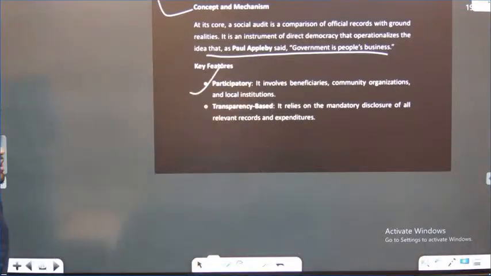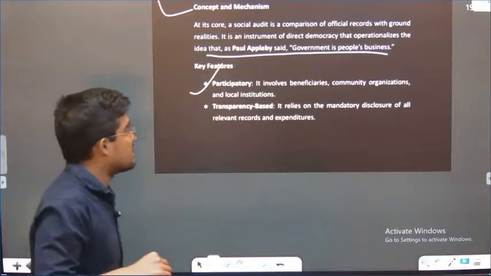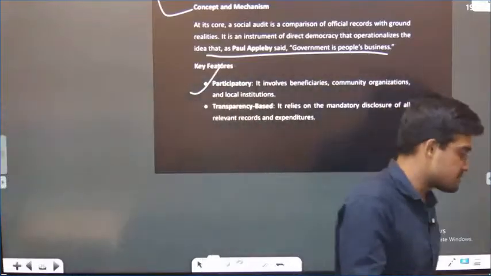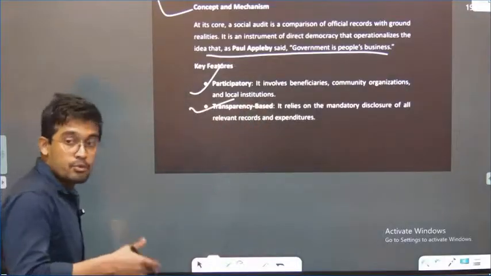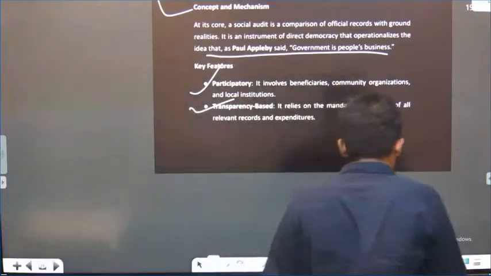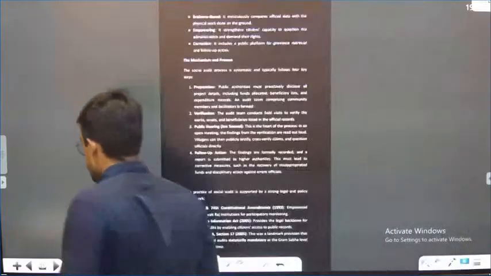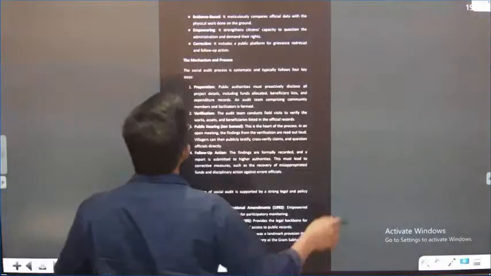Participatory function. It involves beneficiaries, community organizations, local institutions. So these are very important. And it is promoting transparency in the process, how much expenditure is being done, etc. Now, moving on.